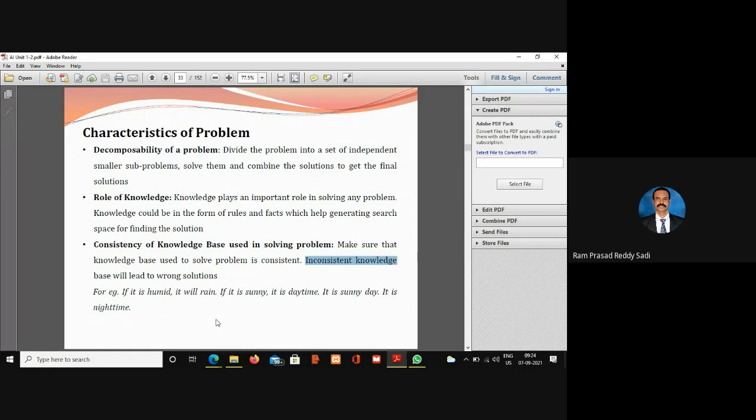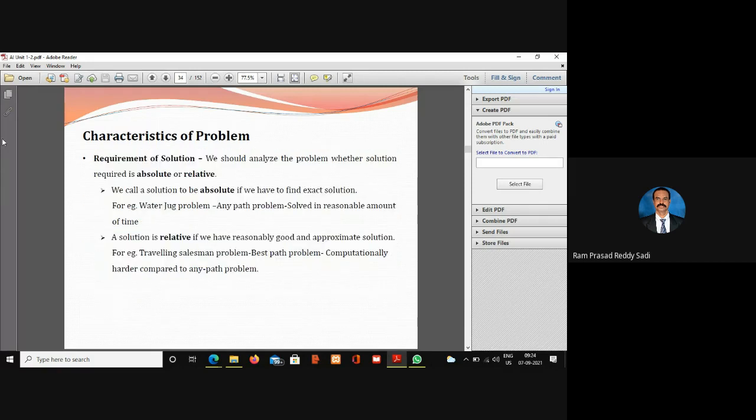Okay, that's what you mean by the consistency of knowledge. So: decomposability of a problem, role of knowledge, and consistency of knowledge. And with respect to the requirements of a solution, for any problem, it could be any kind of problem, maybe a simple prime number problem or Armstrong number problem, you have to analyze the problem and find out whether the solution is absolute or relative.